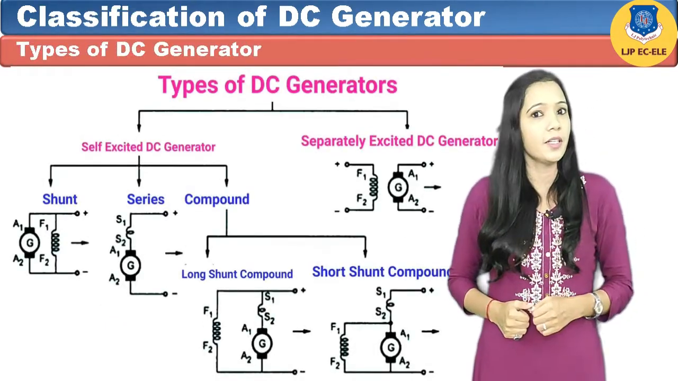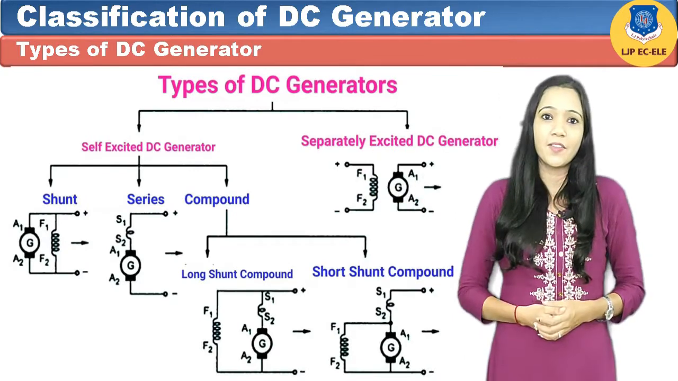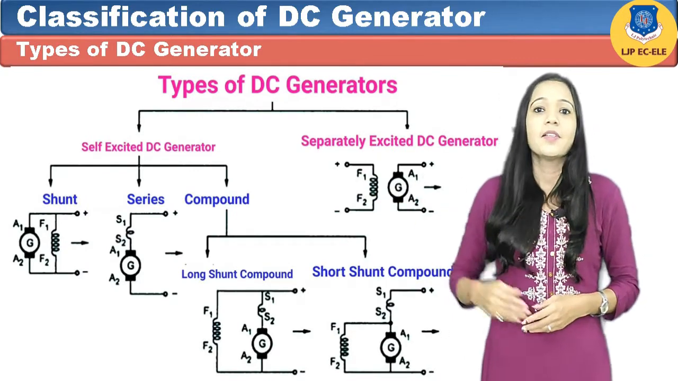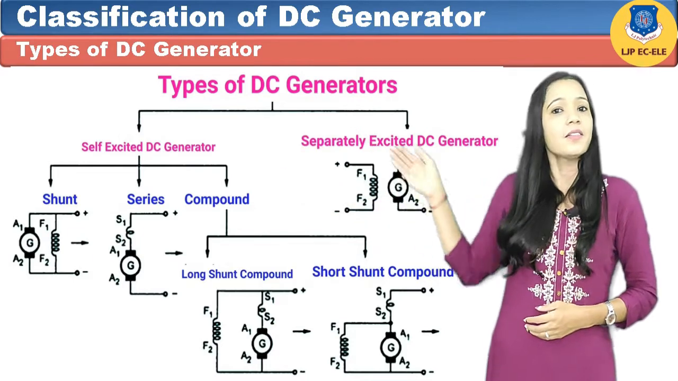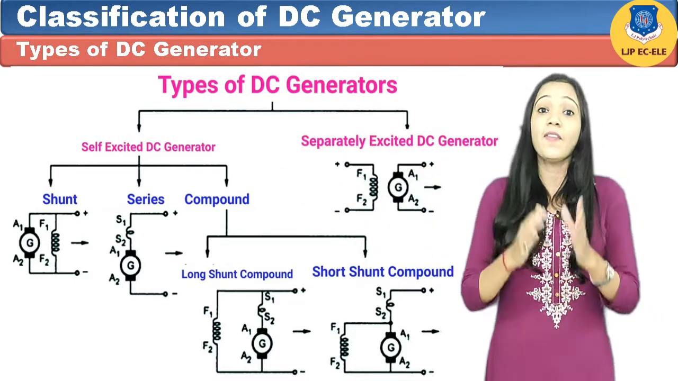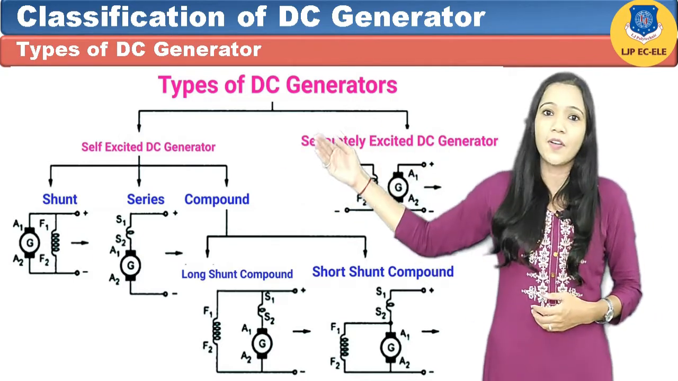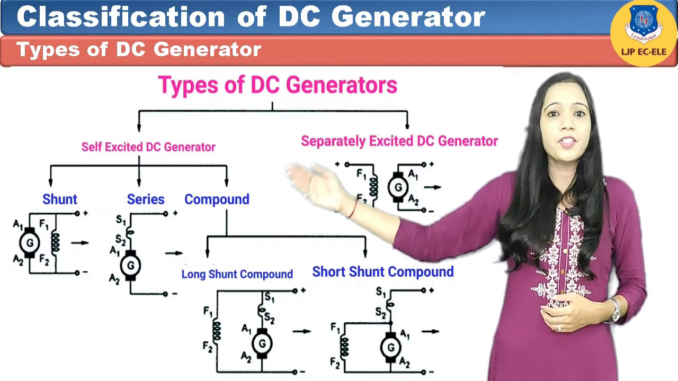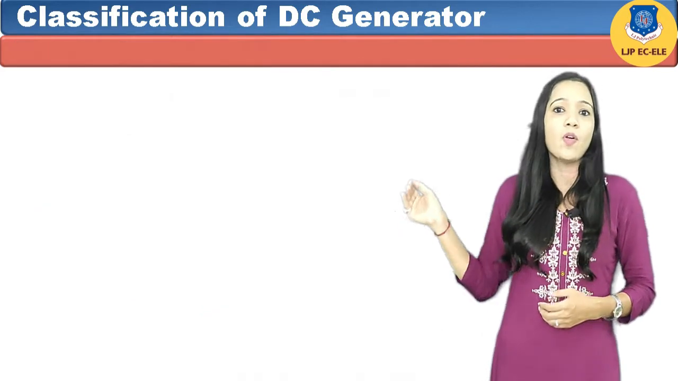Now let's see our next topic, which is classification of DC generator. DC generator can be classified into two parts: separately excited DC generator and self-excited DC generator. Self-excited DC generator is again classified into three parts: series generator, shunt generator and compound wound generator.